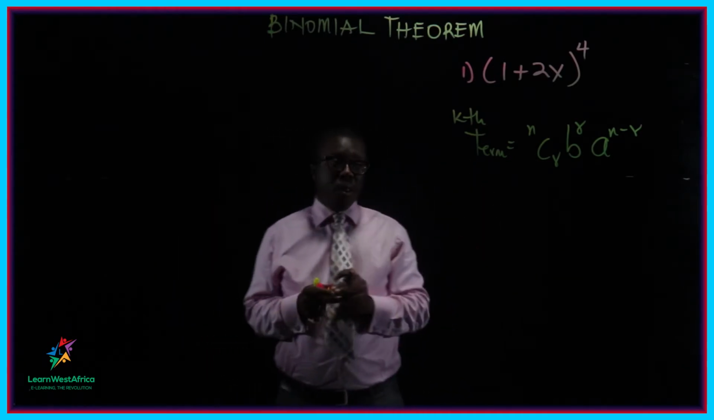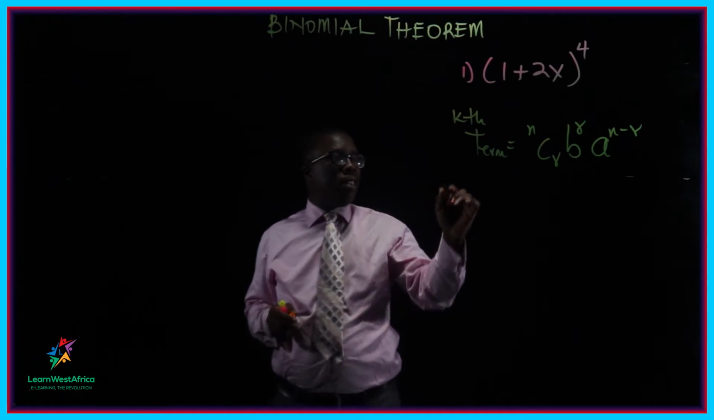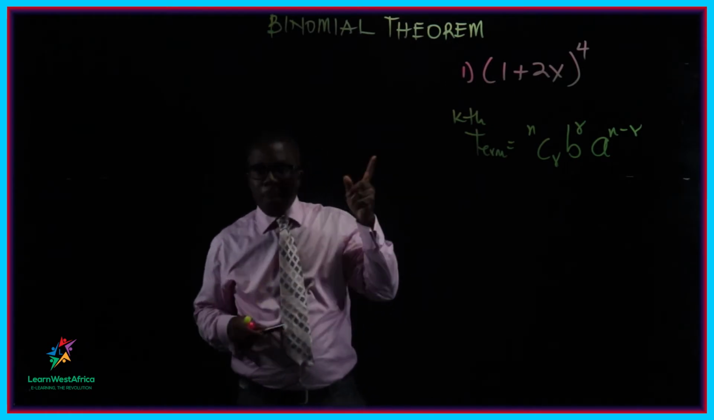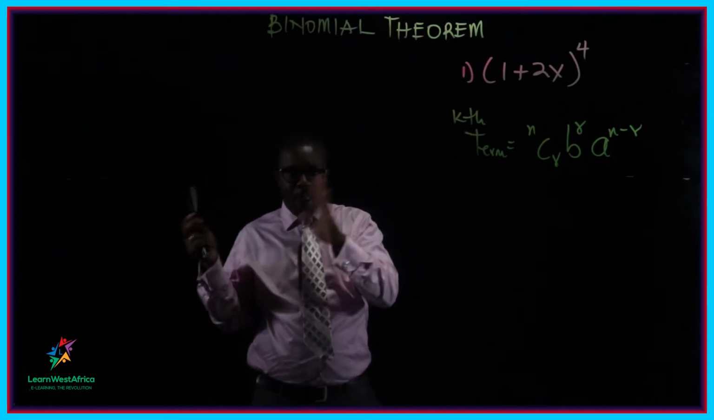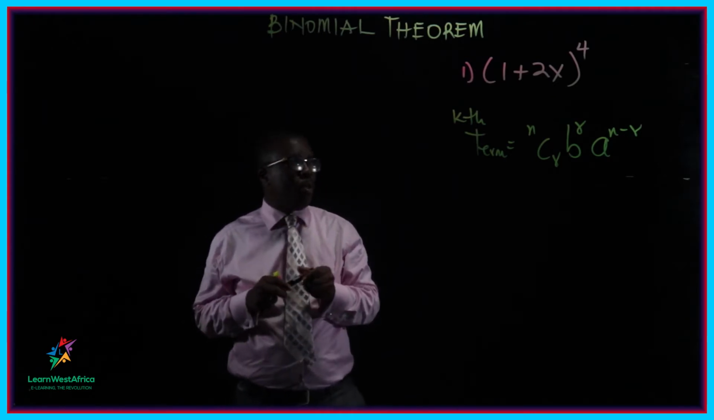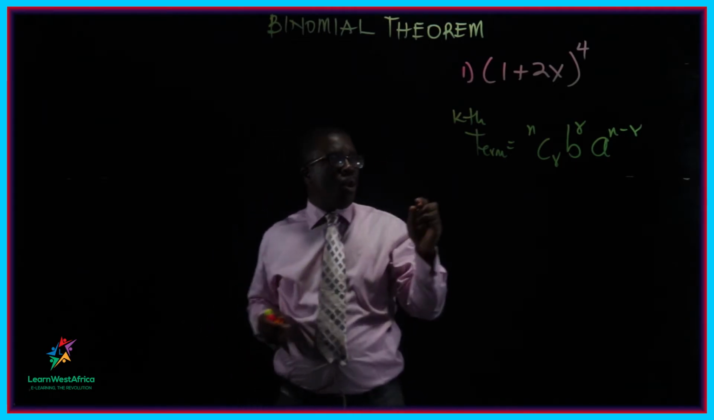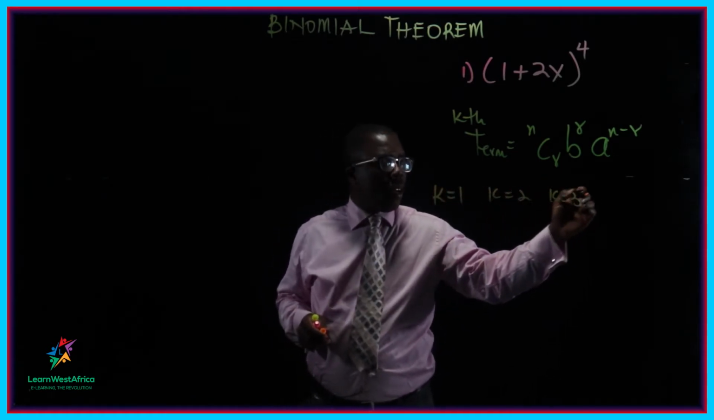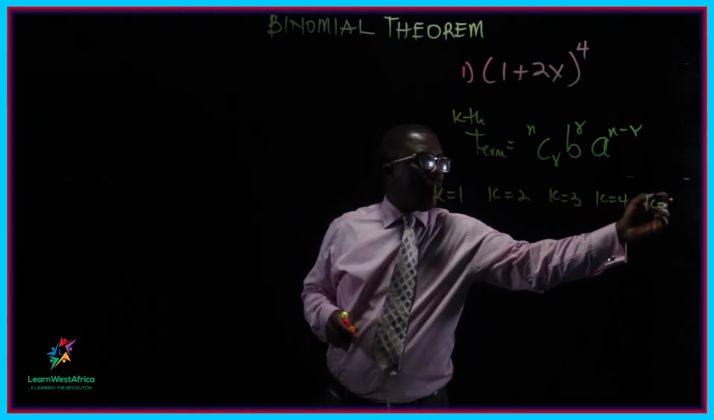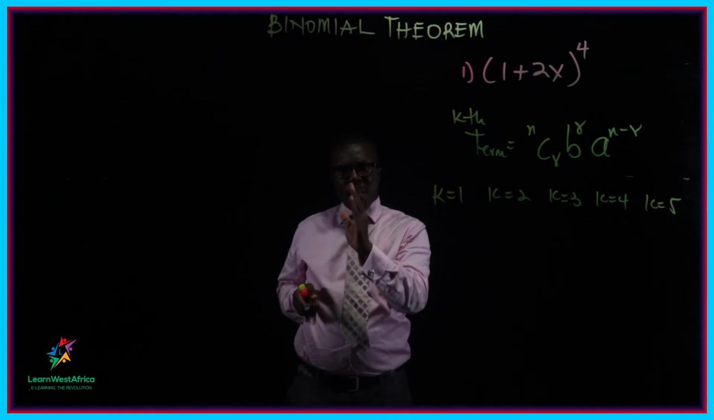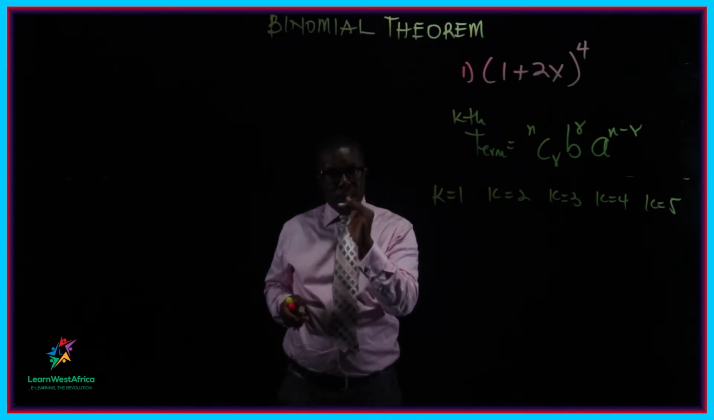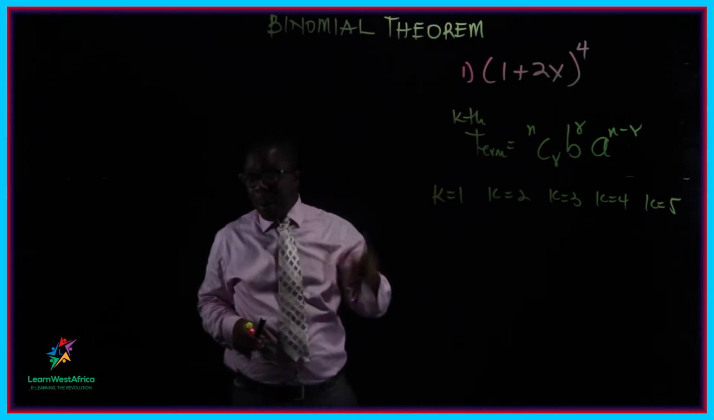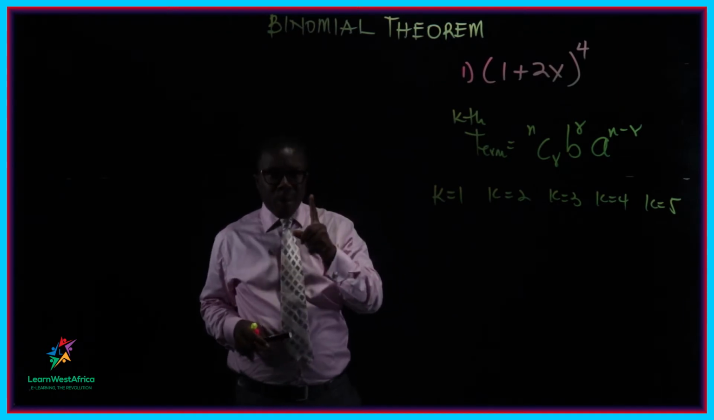Now we are saying that k refers to the number of terms that we have. The 4 is the exponent that sits atop the bracket, and therefore this binomial has 5 terms, as we saw in our previous video. So we can have k equal to 1, k equal to 2, k equal to 3, k equal to 4, and k equal to 5. Now, keep in mind that in this exercise we want to expand the binomial in ascending powers of x.